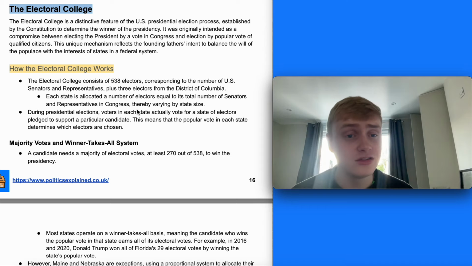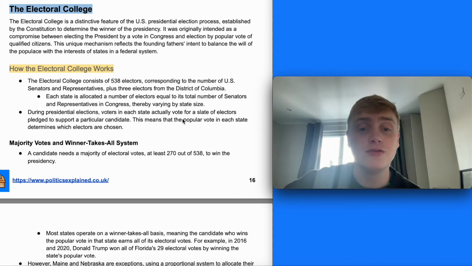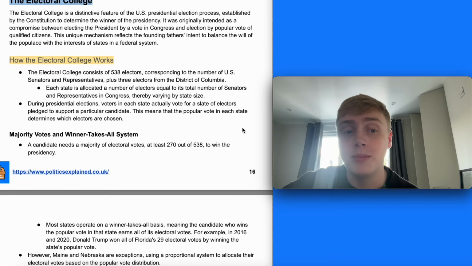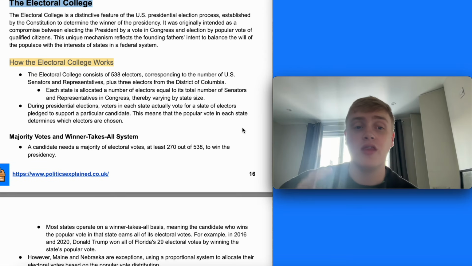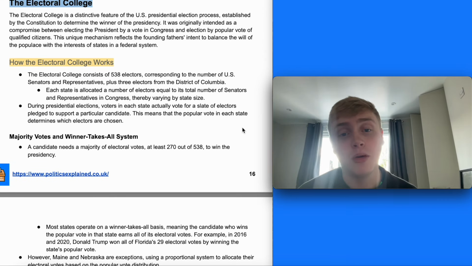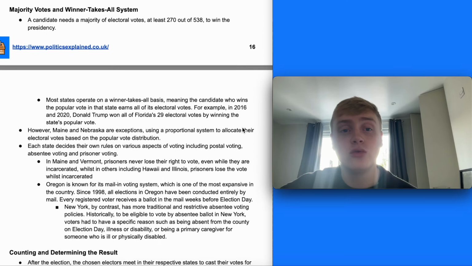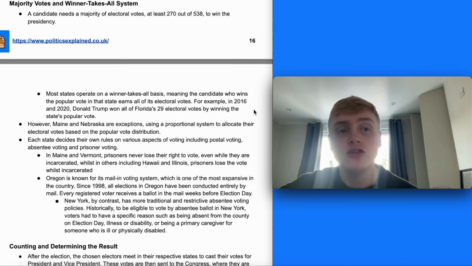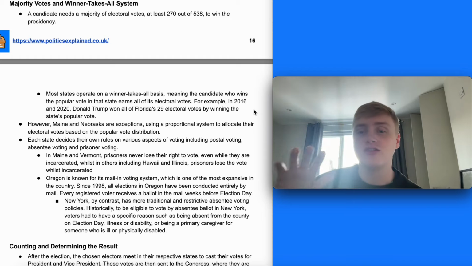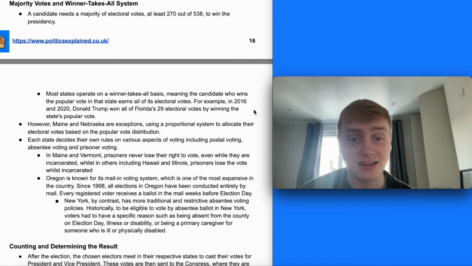During presidential elections, voters in each state actually vote for the electors pledged to support a particular candidate rather than the candidate themselves. And this means that the popular vote in each state determines which electors are chosen. A candidate needs a majority of electoral votes, so at least 270 out of 538, to win the presidency. And most states operate on a winner-takes-all basis, meaning that the candidate who wins the popular vote in that state earns all of its electoral votes.